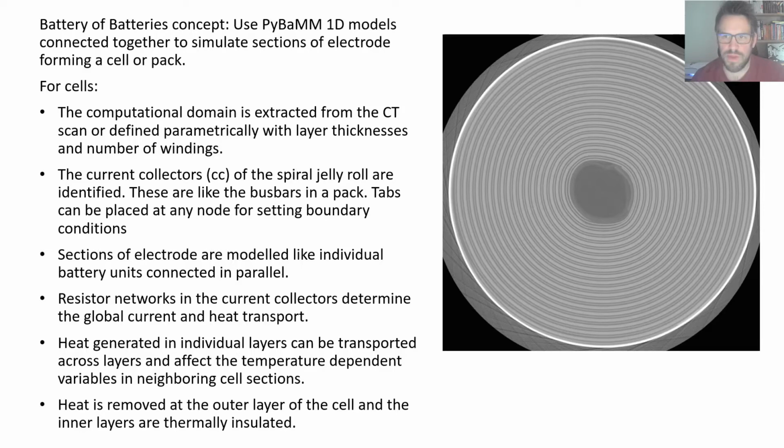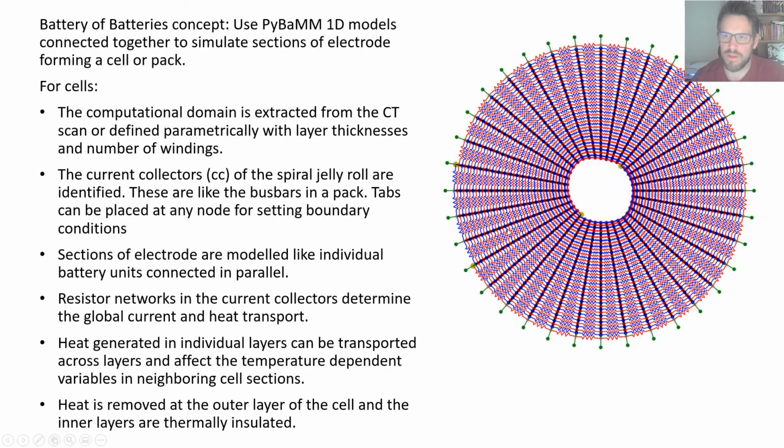And the computational domain for the model is extracted from this image. What I mean by that is basically the current collectors are identified, and they are essentially represented as a resistor network. So you can see red and blue there for positive and negative electrode current collectors. And then around the roll, I've designed a sort of spiderweb mesh where at each node you actually have an electrochemical simulation being provided by PyBaMM.